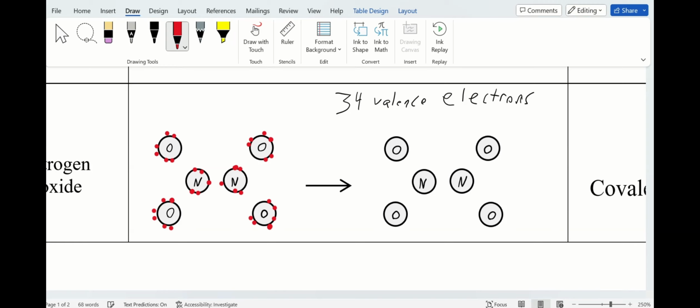All right, so if we go through and count these, we have 1, 2, 3, 4, 5, 6, 7, 8, 9, 10, 11, 12, 13, 14, 15, 16, 17, 18, 19, 20, 21, 22, 23, 24, 25, 26, 27, 28, 29, 30, 31, 32, 33, 34. All right, 34 valence electrons. So we know we have all of them accounted for. We're trying to figure out how we need to rearrange these in order for them to meet the octet rule.